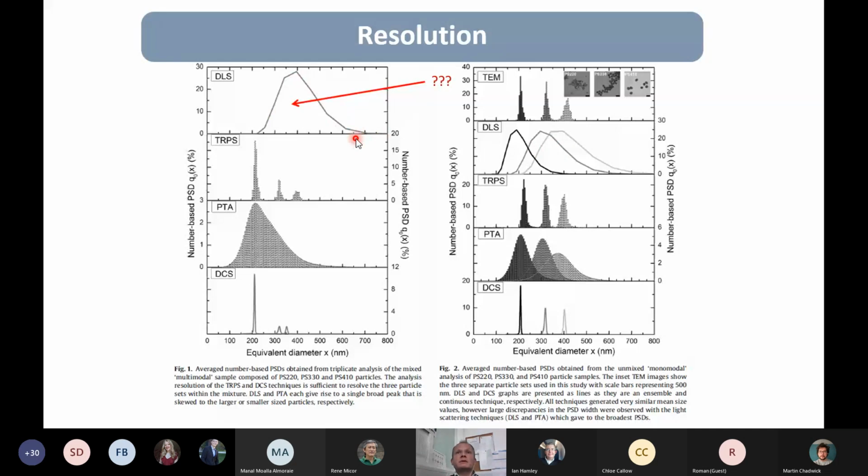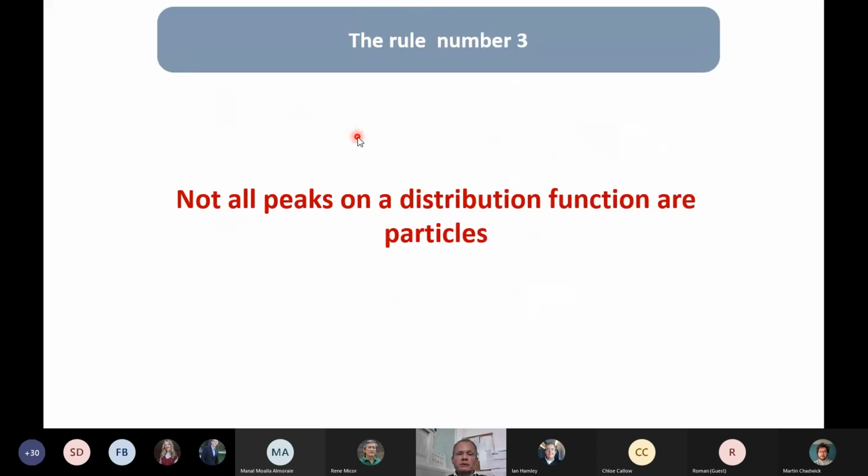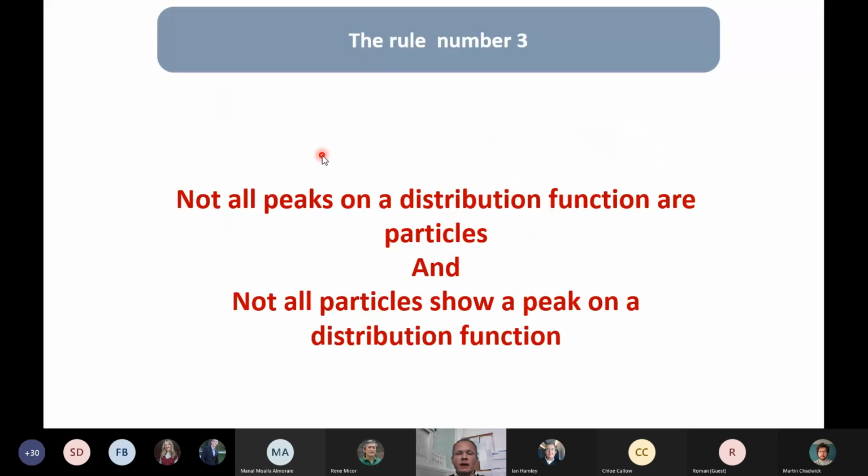So it's possible that instead of a bimodal distribution, let's say you have a mixture of protein 1 and protein 2, if the radii are not very far from each other, you will see just a broad peak instead of two peaks on the distribution function. This is another source of a problem. So we will keep going with the problems of dynamic light scattering.